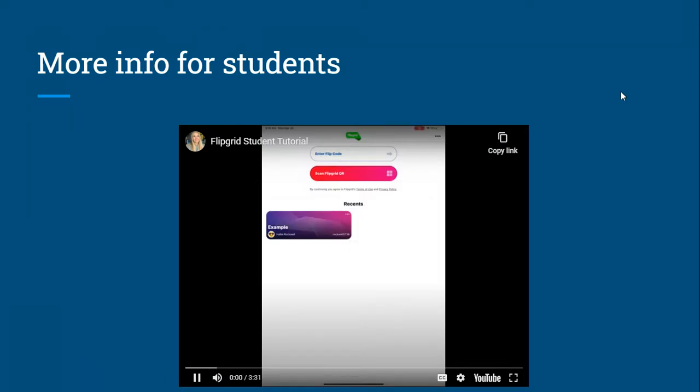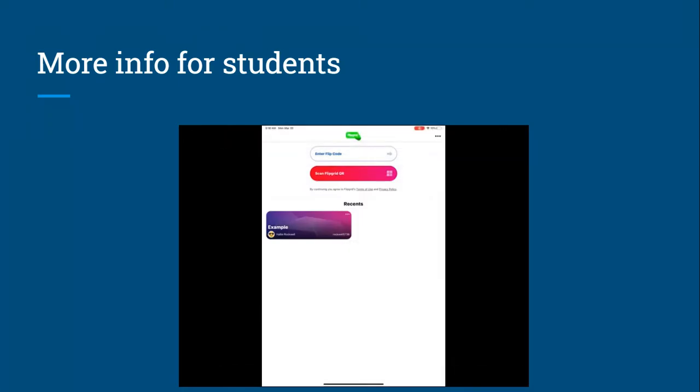Welcome to your Flipgrid tutorial. In order to get to this screen, you need to do two things. One, you need to make sure that you have Flipgrid downloaded onto your iPad, and two, you need to make sure that you logged in using your school email address. Then three, you need to find the Flipgrid code that is posted in Google Classroom. So put in that code.